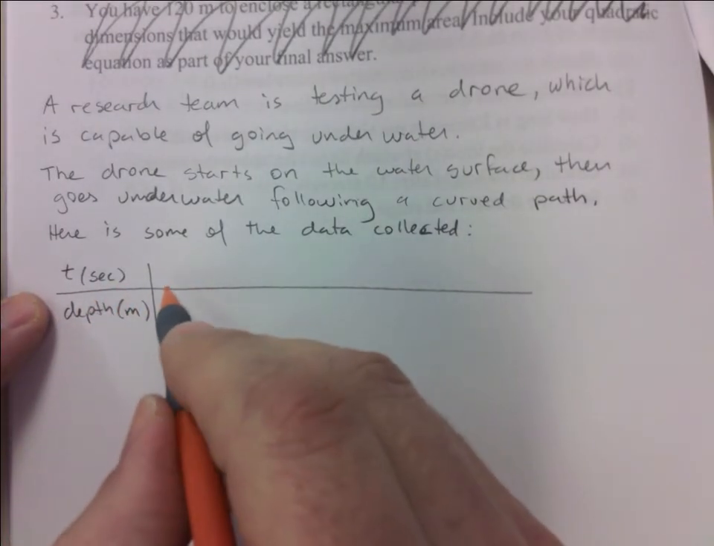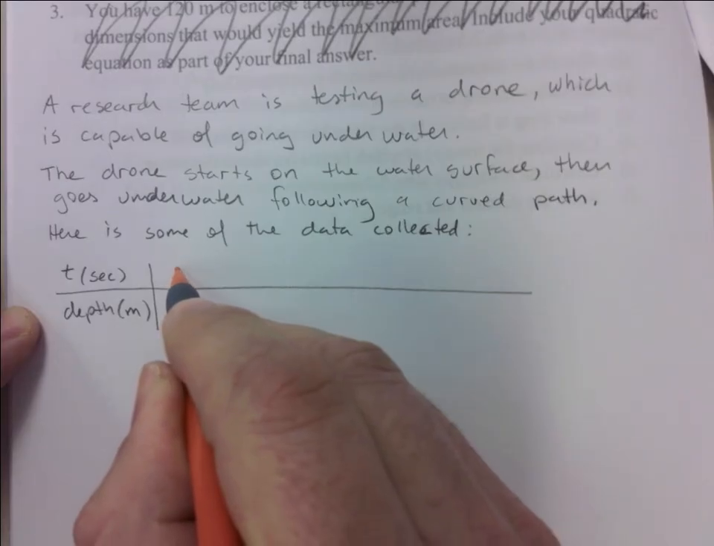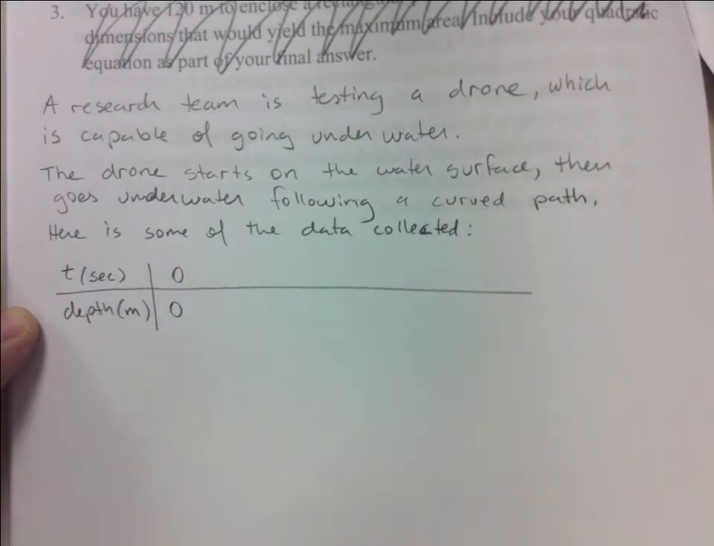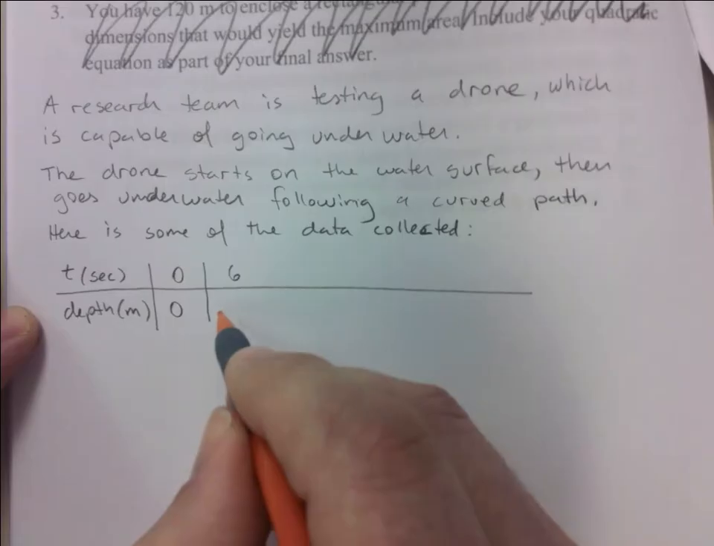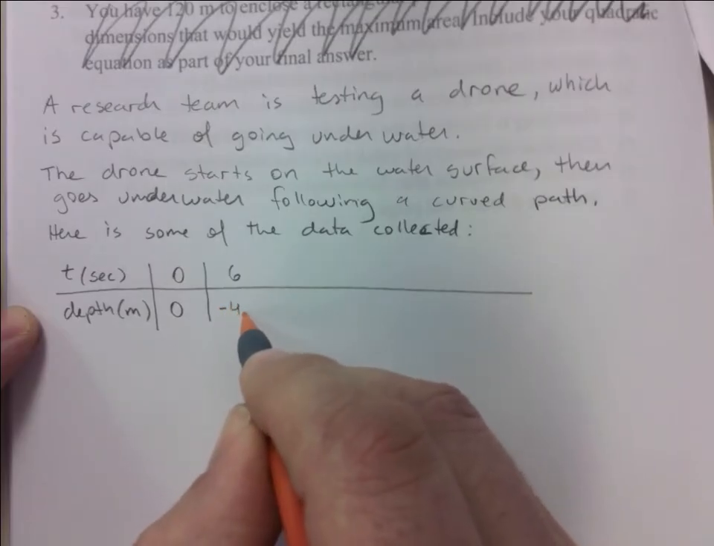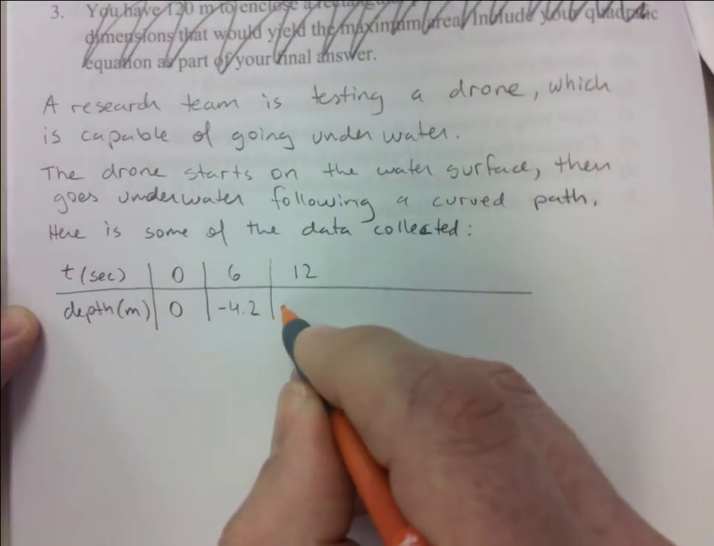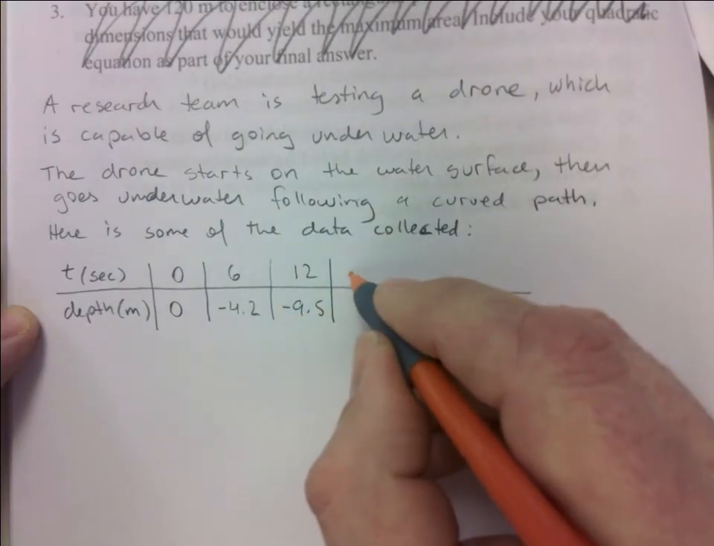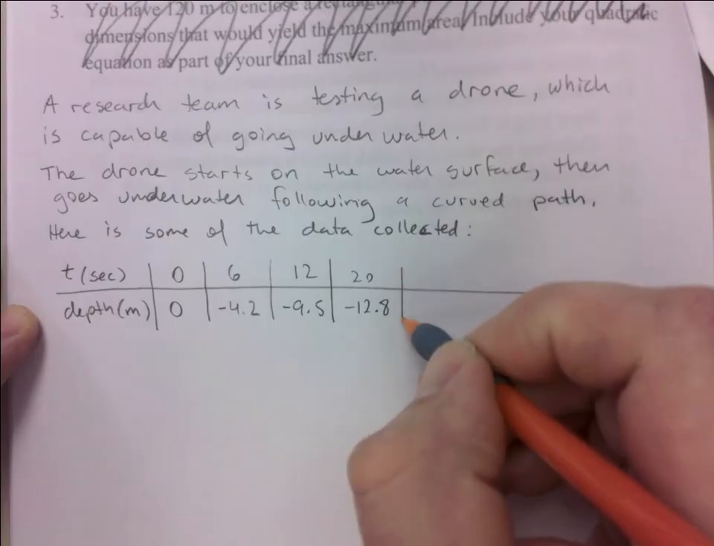So time is in seconds, so let's say that after 0 seconds, you're obviously at a depth of 0. After 6 seconds, you're at minus 4.2. After 12 seconds, you're at negative 9.5. After 20 seconds, you're at negative 12.8. We're going to stop there.